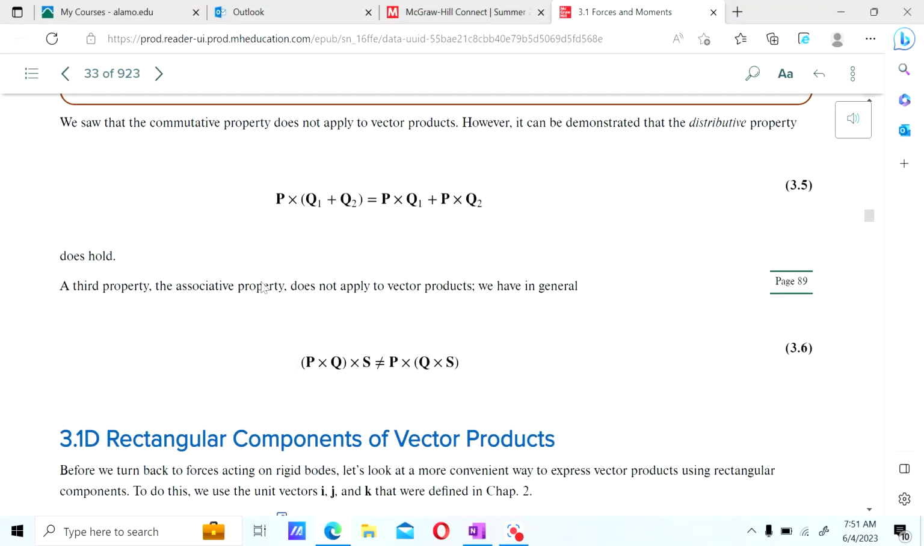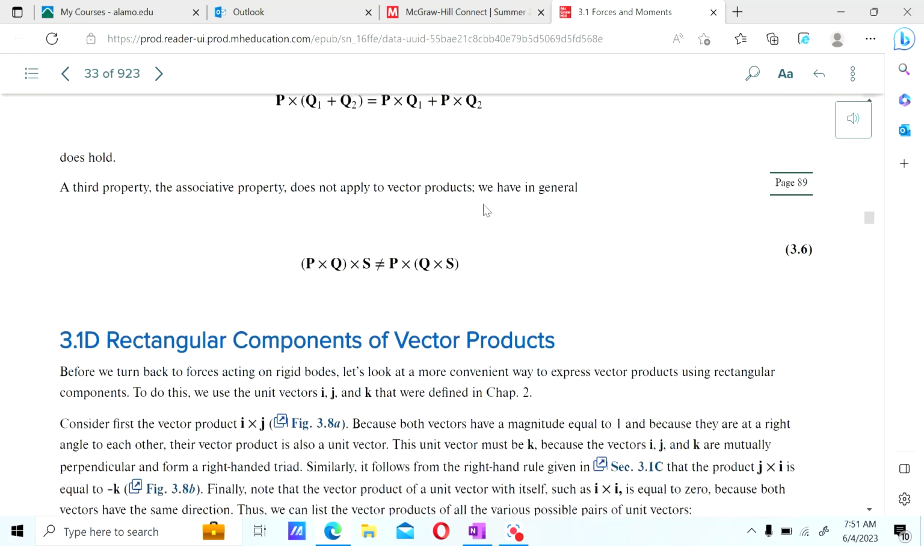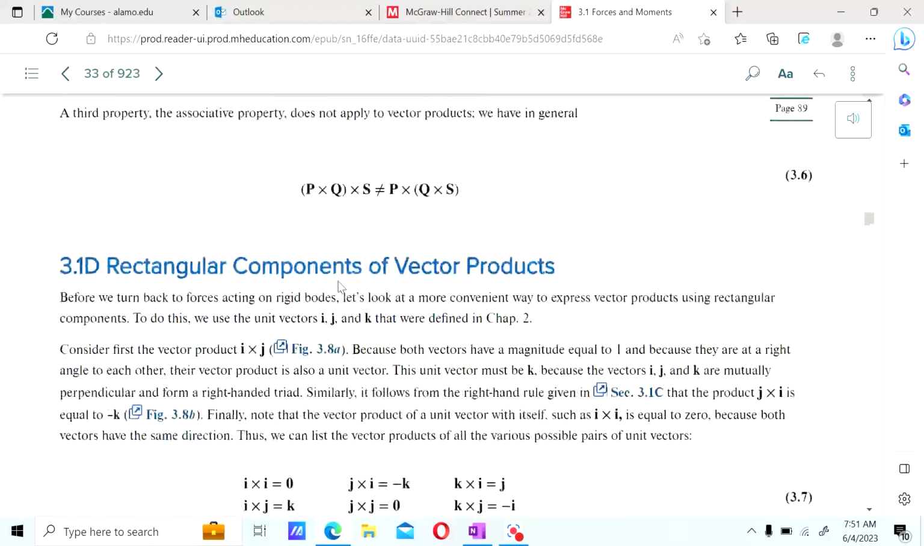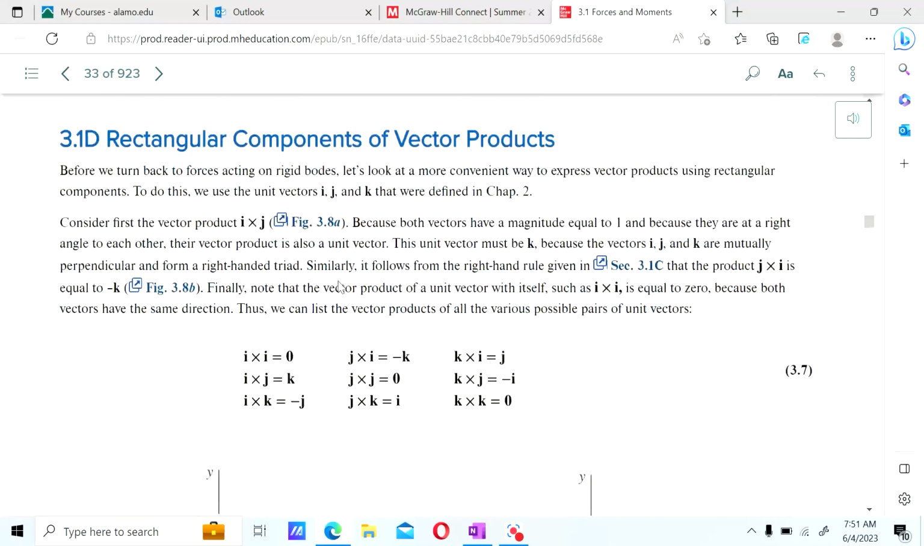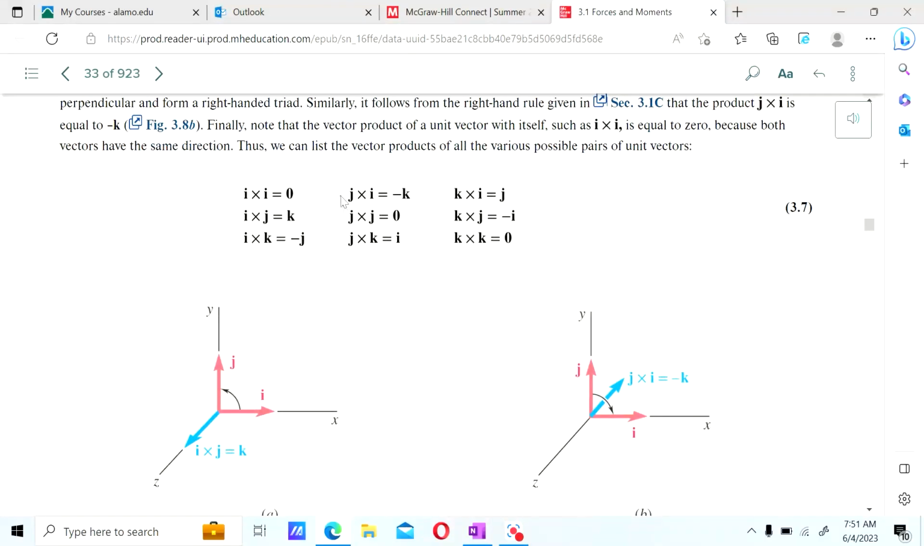Well, actually, no, this is different. We have P cross product of Q1 plus Q2. You can add up Q1 and Q2 first and then take the cross product, or just do P cross Q1 plus P cross Q2. And this is what we just did. P cross Q cross S is not the same as P cross Q cross S grouped differently, so it's not associative. Okay, so go ahead and review the chapter and make sure you understand these things.